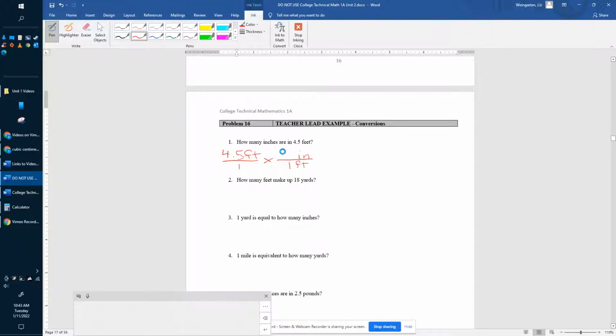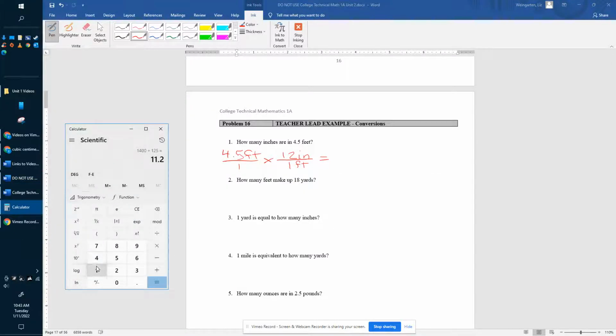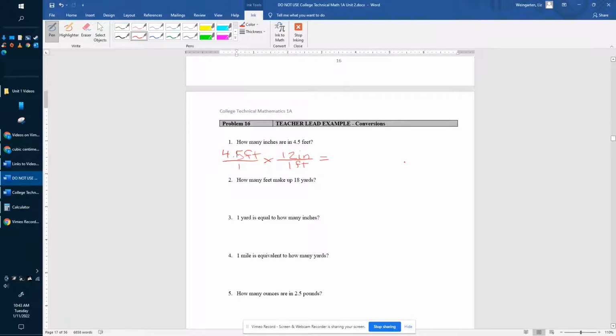How many inches are in 1 foot? There are 12. So we have to multiply this out. 4.5 times 12 equals 54. So there are 54 inches.